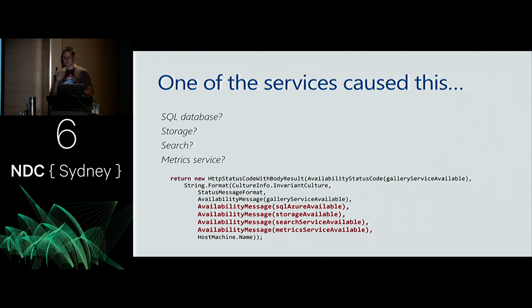So it could have been SQL, could have been a database, could have been storage, could have been our search service, or could have been our metric service, which basically takes all the download counts and does this increment by 1 whenever you download a package on NuGet. So one of these services was causing this issue.